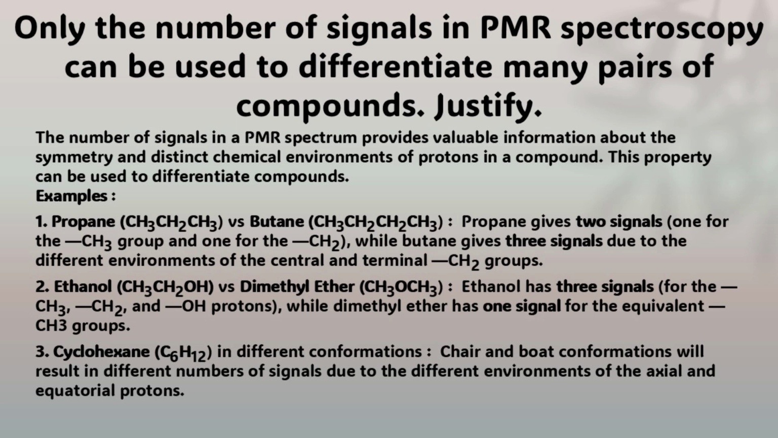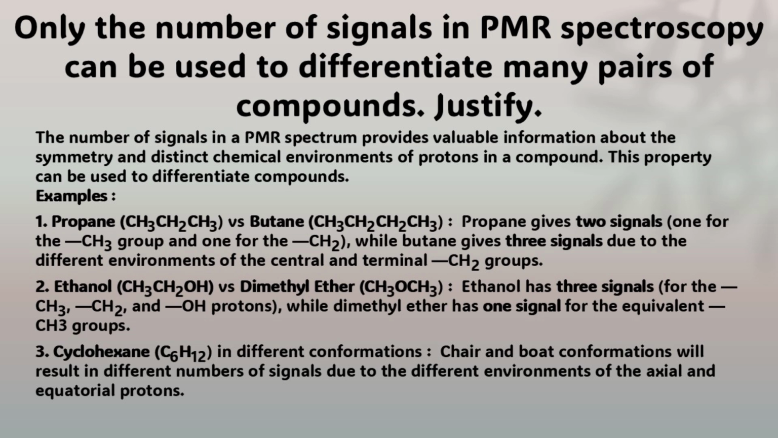Examples: 1. Propane, CH3CH2CH3, versus butane, CH3CH2CH2CH3. Propane gives 2 signals, one for the CH3 group and one for the CH2, while butane gives 3 signals due to the different environments of the central and terminal CH2 groups.